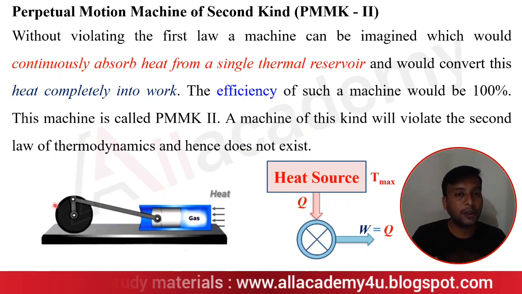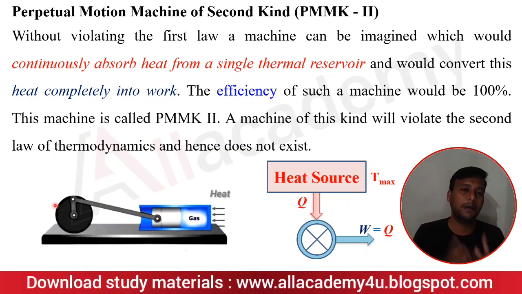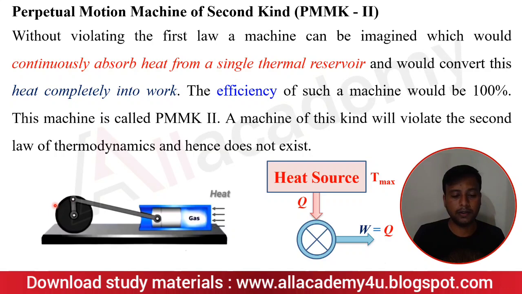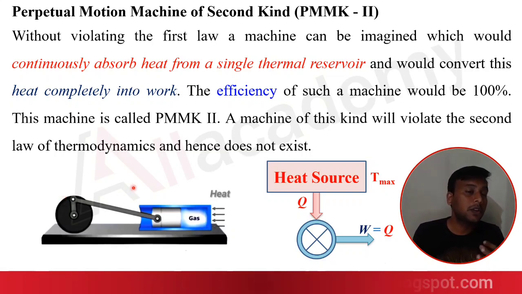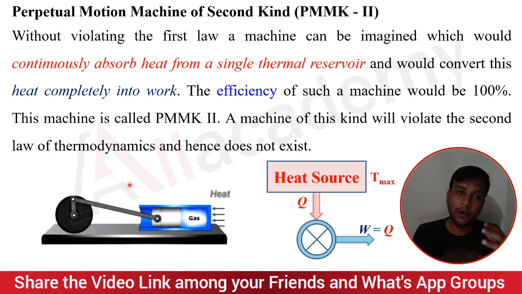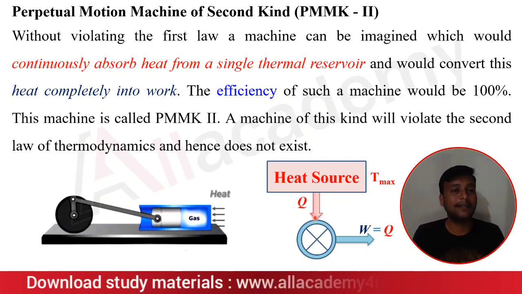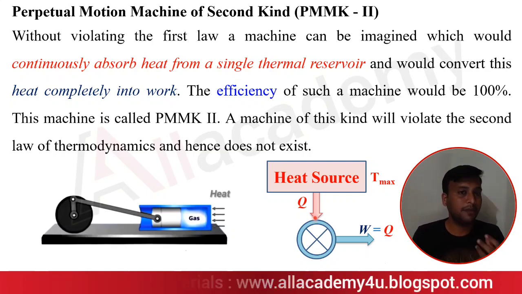And what are perpetual motion machines of the first kind? Those which violate the first law of thermodynamics. What is a perpetual motion machine of the second kind? That which violates the second law of thermodynamics. This question is asked in the examination for 6 to 8 marks. Sometimes it is asked for 6 marks and sometimes for 8 marks. So based on the marks, you have to draw the diagram and explain how it is proven, how it violates the second law of thermodynamics.